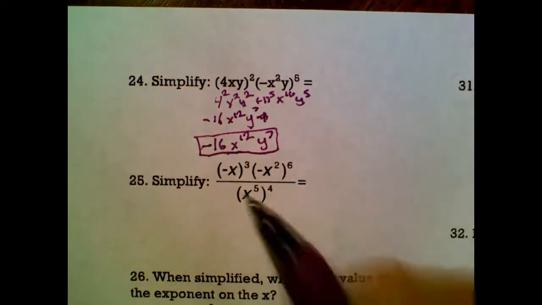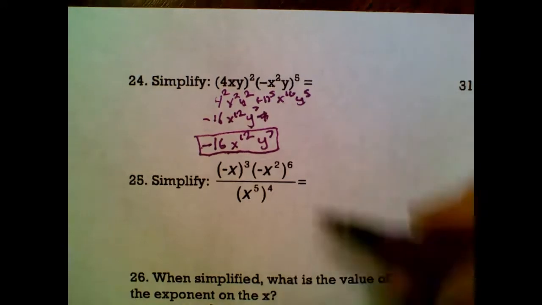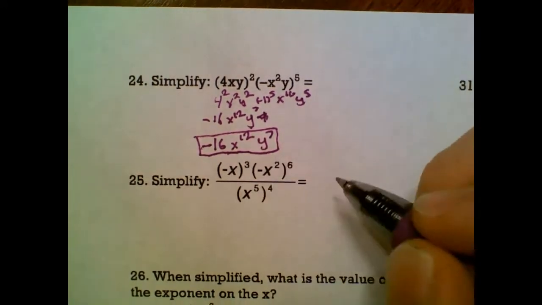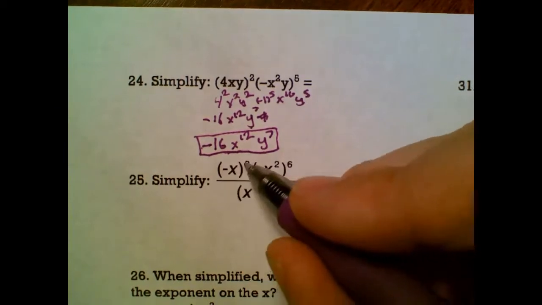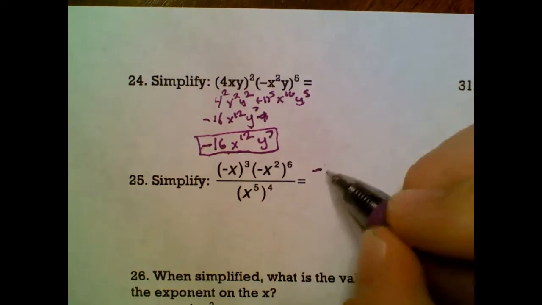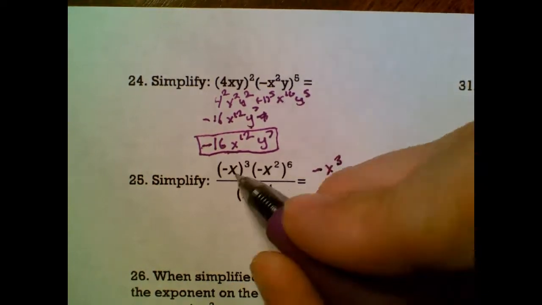Okay, moving on to this other one, we need to simplify. Again, we're going to use the power to the power rule at the beginning. I got negative x to the 3rd power. Well, let's simplify that. We got a negative 1 in front, so negative to the 3rd is a negative times a negative times a negative is a negative. So we got negative x to the 3rd for that part.